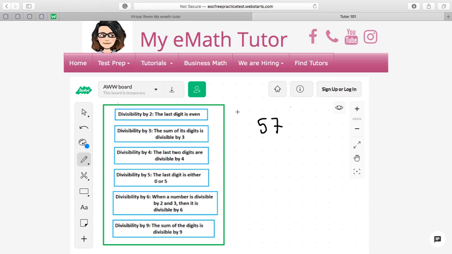Well, let's see. Is it divisible by 2? No, it's not. Let's check if it's divisible by 3. I go 5 plus 7 and that's equal to 12. You can actually go more and say 1 plus 2 is equal to 3, and you're like, oh, but wait a second, 3 is divisible by 3. Let's say you stop here. 12 divided by 3 is equal to 4. So I look at it and I say, oh, look at this. 57 is not a prime number because it's also divisible by 3. In fact, if you divide 57 by 3, that's equal to 19.